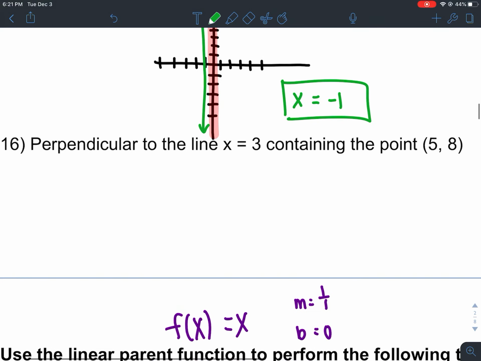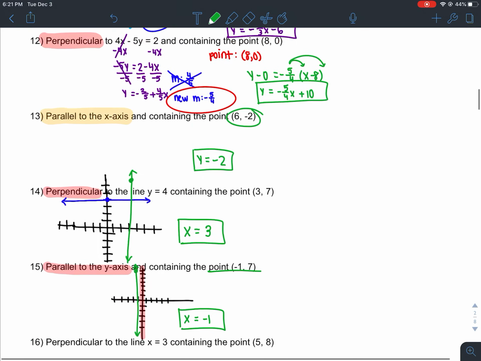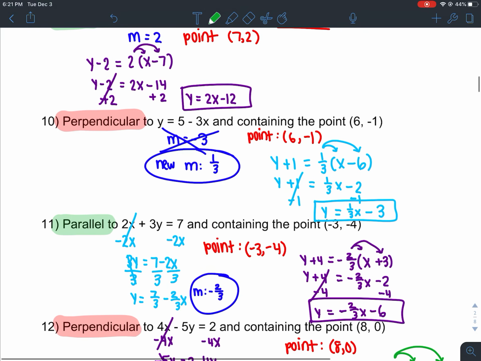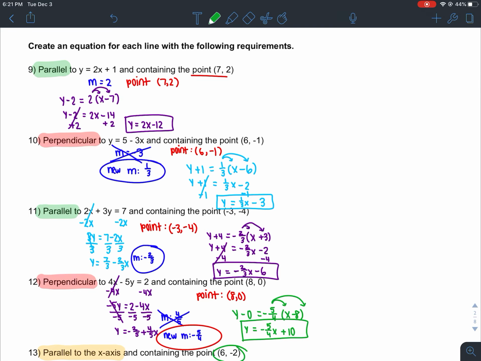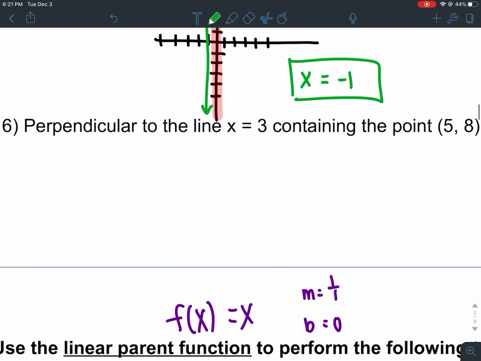Okay, last one in this video. Perpendicular to the line x equals 3 containing the point 5, 8. I see a number and a letter all by itself, right? There's no x and y together. That tells me to graph. I would not graph on these 4 because there's an x and a y in each equation. But in this equation, there's only an x, so I'm going to graph.